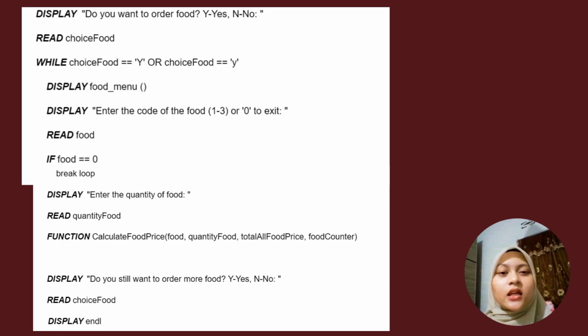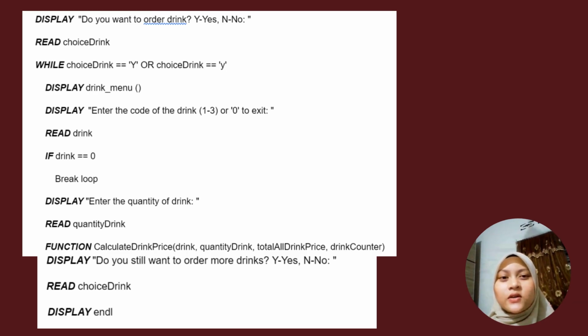The program will ask the user again if they want another food. For each food, the program will ask the quantity of it, using a void function to calculate the food price, so the price for each food will be counted. Whereas if the user chooses no, they do not want food, the user may input letter N and the program will skip. Next, moving to drink ordering, the program will ask the user whether they want a drink or not.